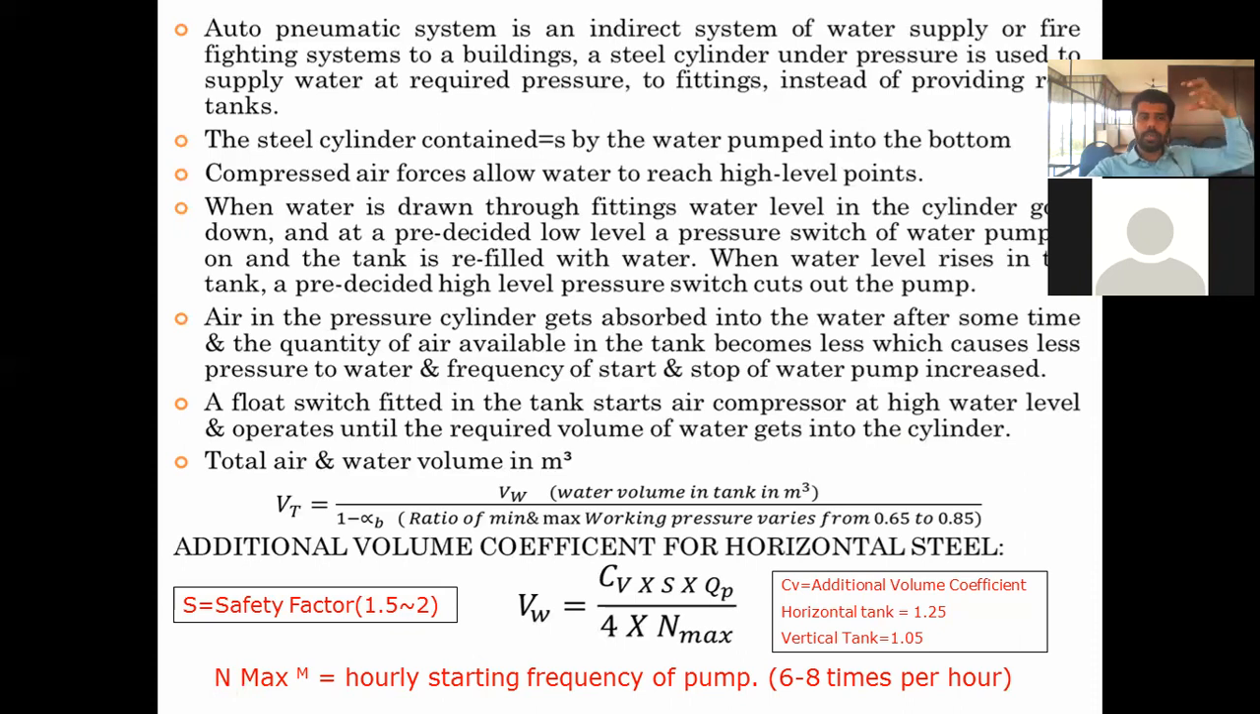So the air in the pressure cylinder gets absorbed into the water after some time, and the quantity of air, there is a set quantity of air, available in the tank becomes less, which causes less pressure on the water.